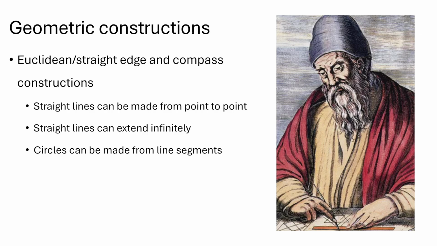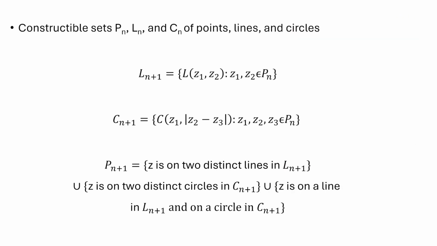The first one is that straight lines can be made from a point to a point. Second is that straight lines can extend infinitely, and also that circles can be made from line segments. If you have a point and you have a distance, you can use that to make a circle. Basically, straightedge and compass: you can make straight lines, and you can use a compass. Technically, if you want to be pedantic, a pair of compasses, but not important.